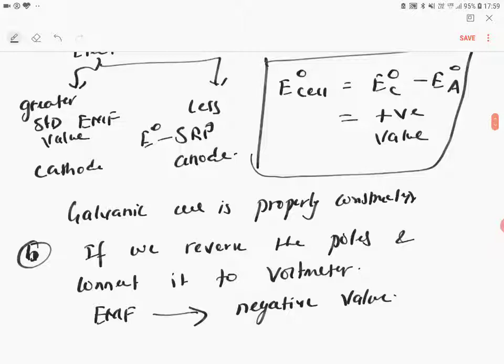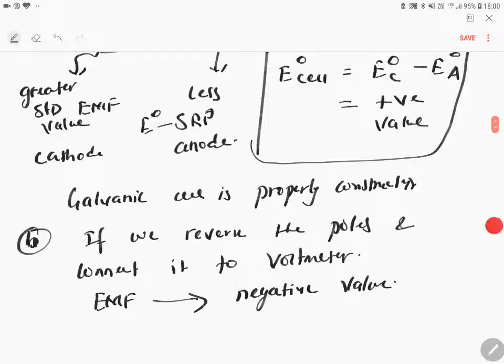Okay. Now, most important thing, sir, how come the voltmeter will show a negative value? So please understand, if you are connecting this cell to an external battery, and if the external battery has a greater value than the net cell EMF, then it will show a negative value. So therefore, by these methods, you can determine which to choose as anode and which to choose as cathode. Okay, great.